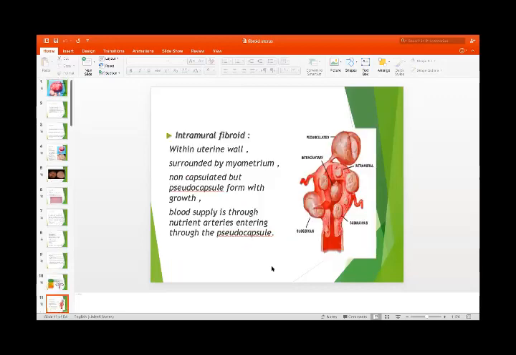Intramural fibroids, they are within the uterine wall. They are not encapsulated, but a pseudocapsule forms with the growth. So these are the intramural fibroids. Blood supplies through the nutrient arteries entering through the pseudocapsule. So they have a pseudocapsule. They do not have a true capsule, but they have a pseudocapsule and the blood supplies through the nutrient arteries.